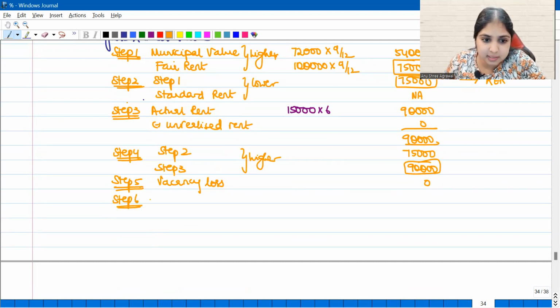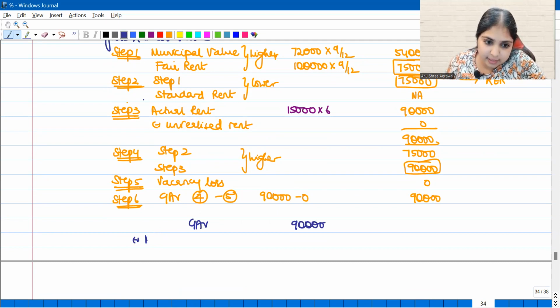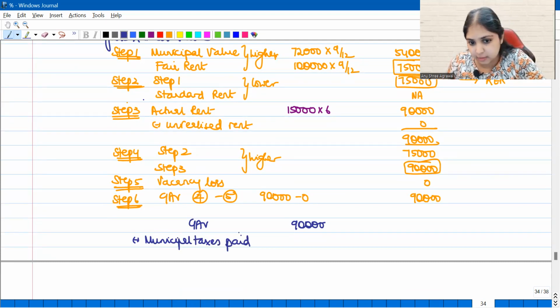Finally, step six, guys, your GAV number. GAV will be step four minus step five. That is 90,000 minus zero. That's going to be 90,000 rupees. So we have our GAV number now, GAV of 90,000 rupees. From this, what do we subtract? We'll subtract municipal taxes paid.